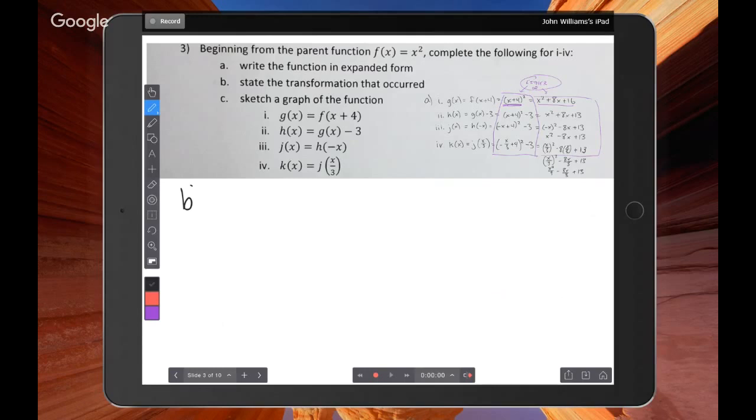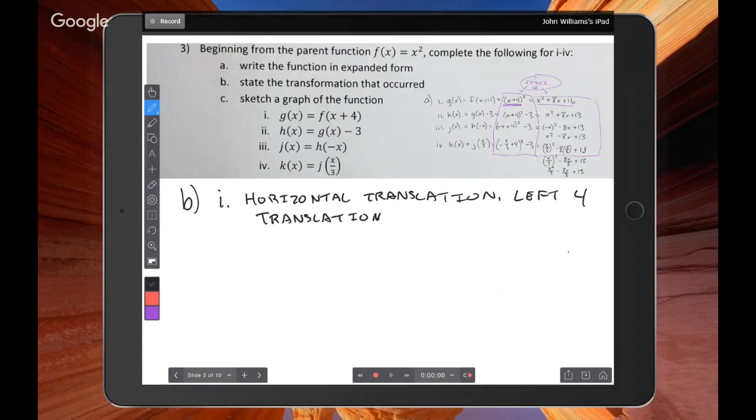Let's see. On I, we had x plus 4. That's a horizontal translation. Oh, no, sorry. Left 4 spaces. Left 4. Or we could say translation by vector -4, 0. Good.